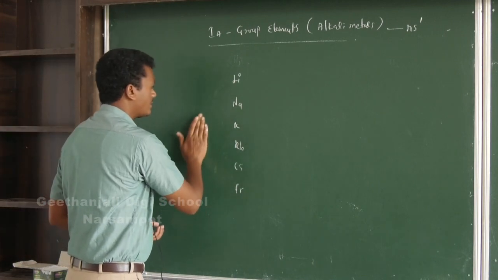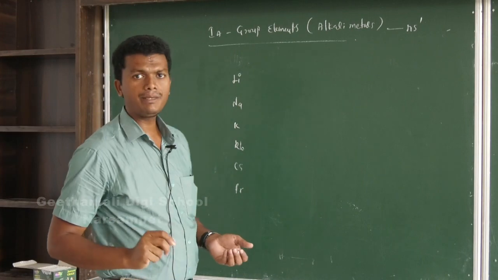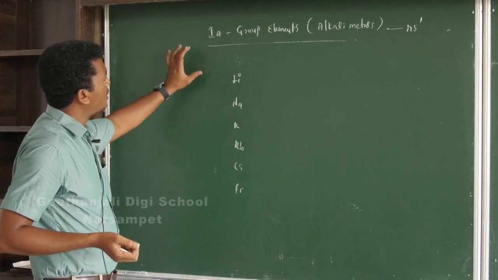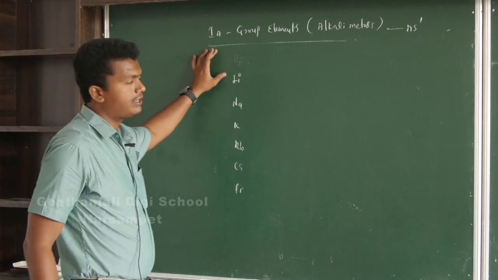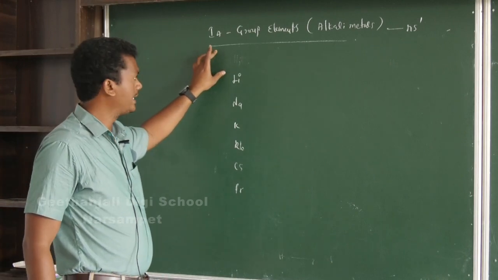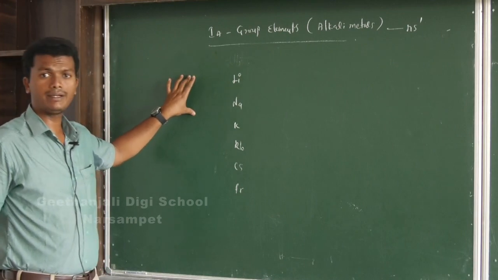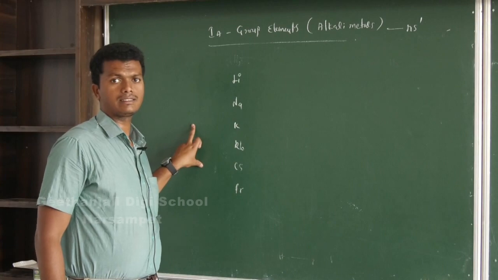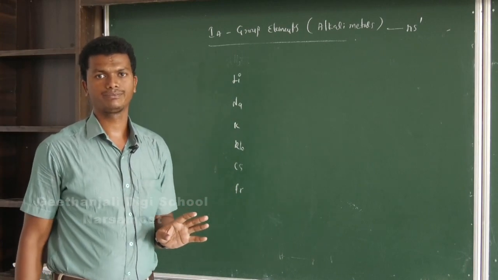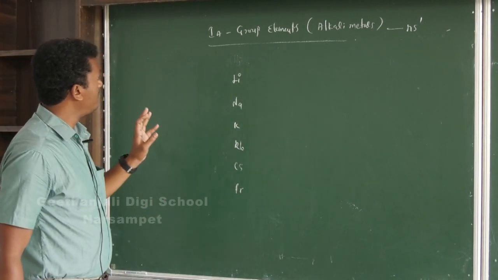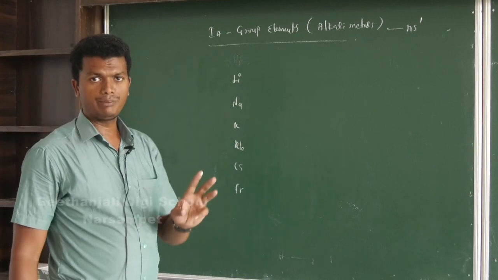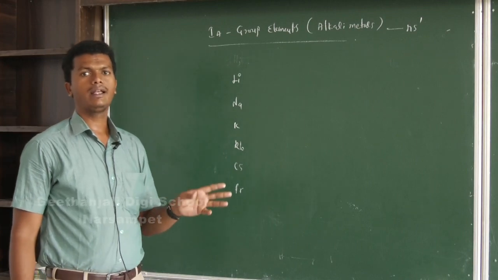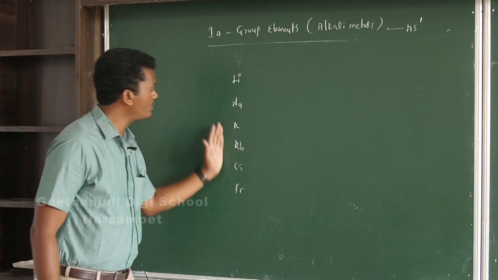We will discuss this topic by dividing it into three main parts. One part is general and physical properties of first A group elements, then chemical properties of first A group elements, and then important compounds of individual elements of this first A group.